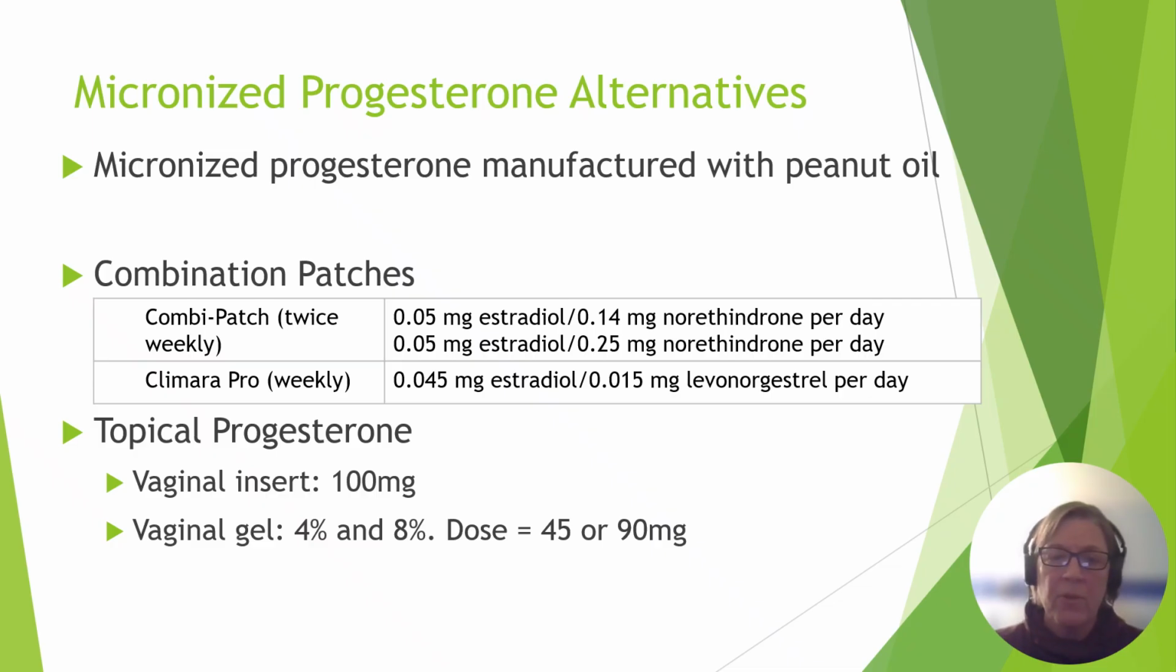There's also an option for a topical progesterone. This can be done as a vaginal insert, which is a little capsule, 100 milligrams a day, or a vaginal gel, which comes in a 4 and an 8% with a dose of 45 or 90 milligrams. If you're doing the higher dose, 90 milligrams, you can do every other day. You can do the 12 days a month. It's really about what your patient is going to adhere to, just like everything else we do, right?